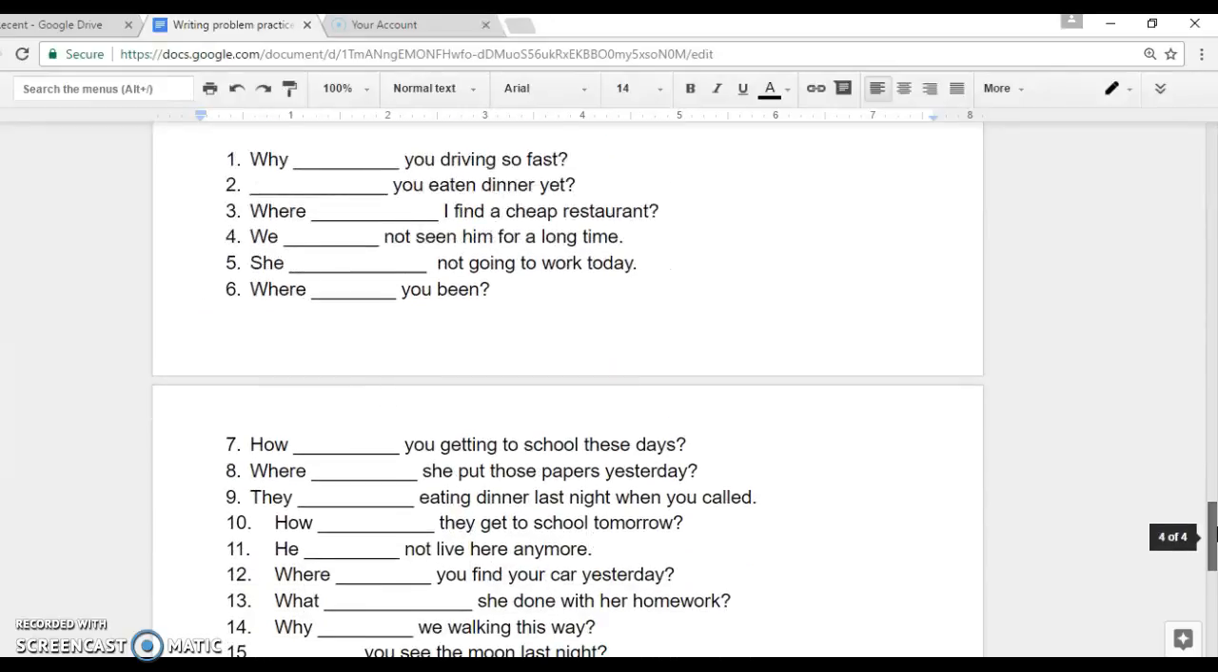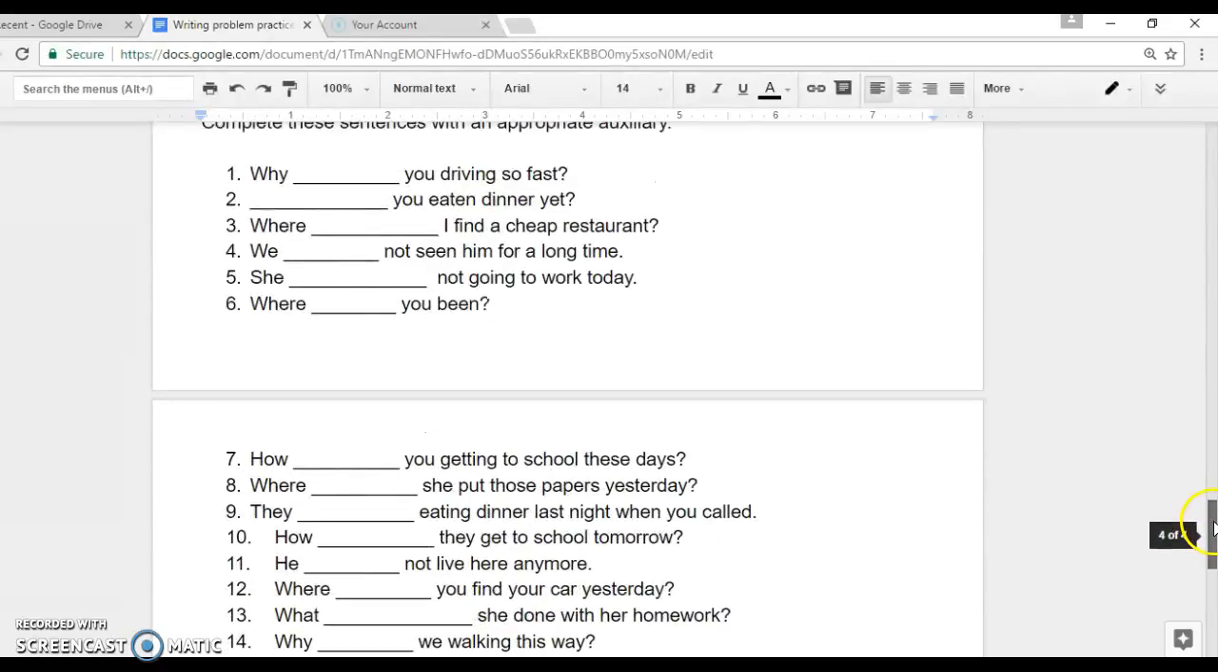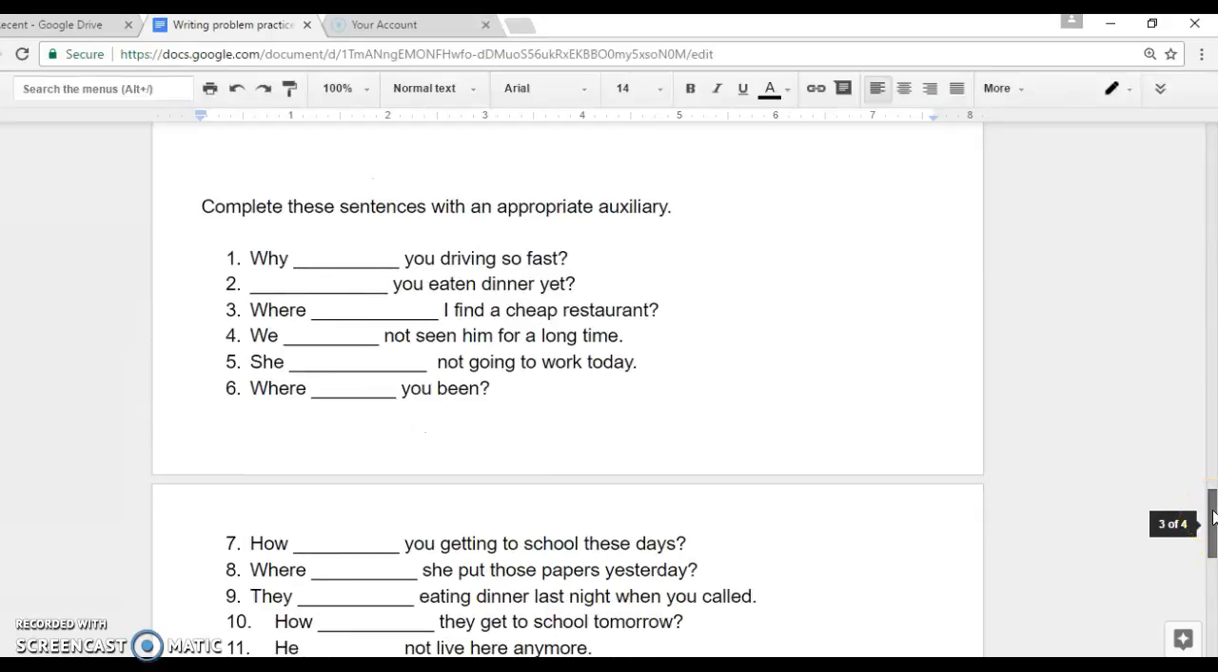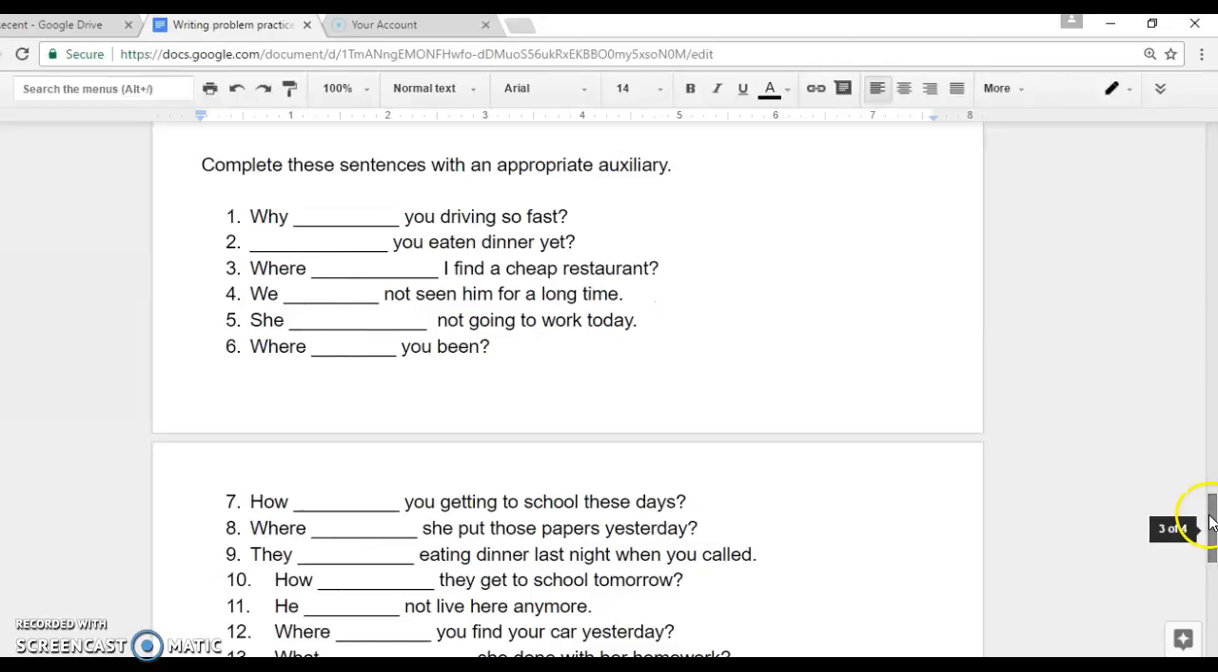And finally, I'm giving you another opportunity to complete questions or negatives using the correct form of an auxiliary. In many cases, you'll have choices. The important thing is to choose an auxiliary that goes with the correct form of the principal verb.